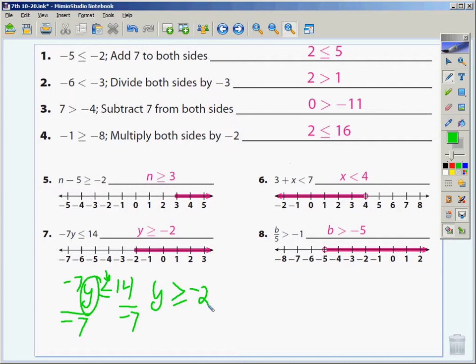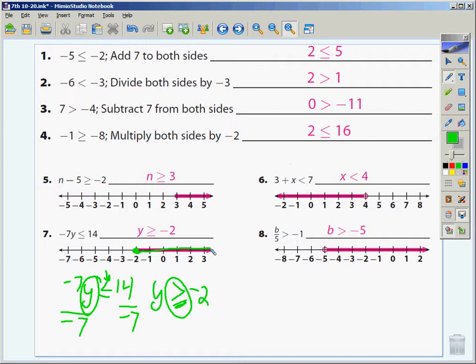Because it can be equal to, that's what this line means on the bottom of it, it would be a filled-in circle on the negative 2. Because it's getting greater than that, we would go to the right.